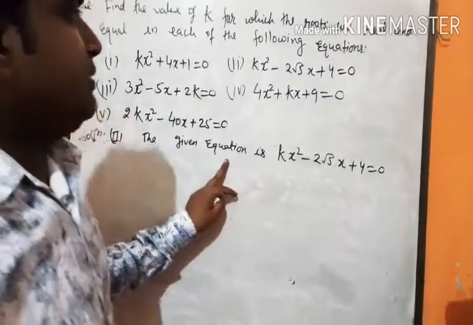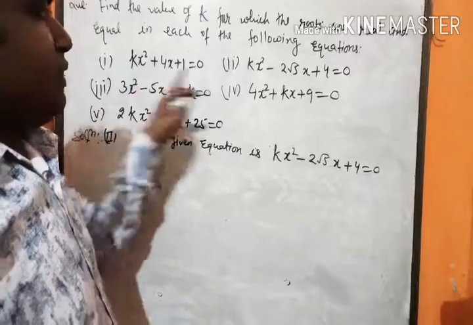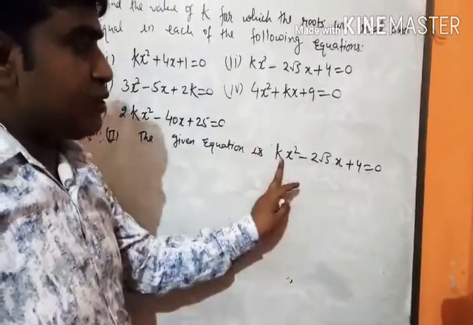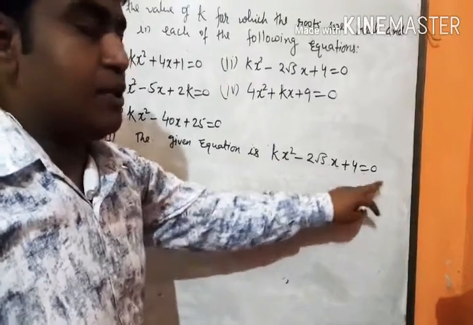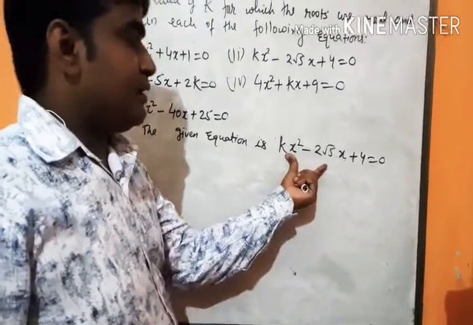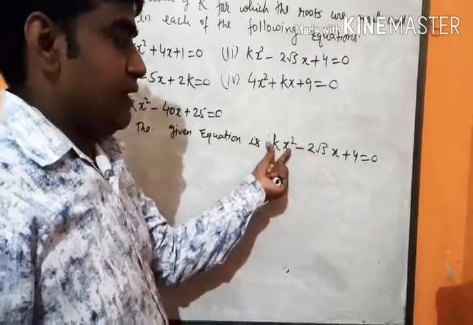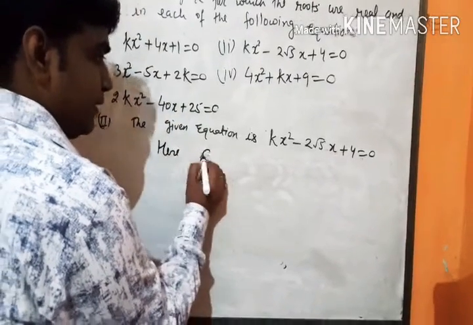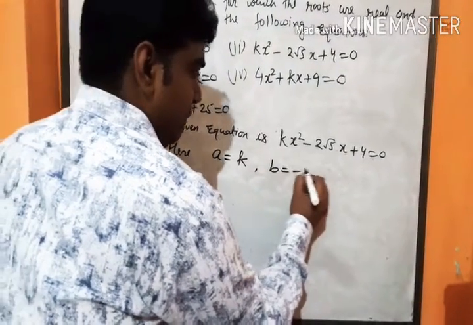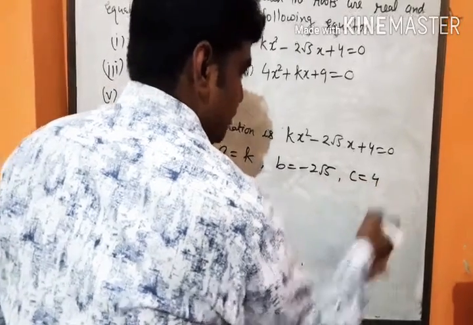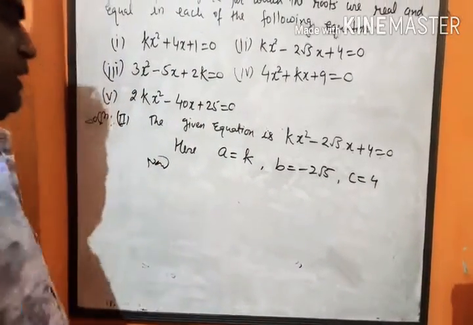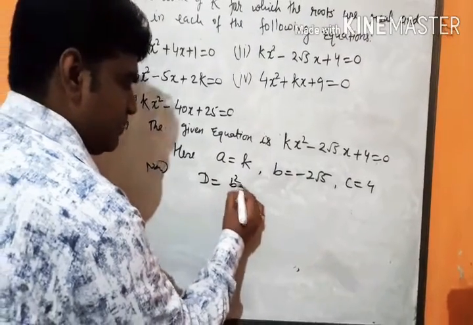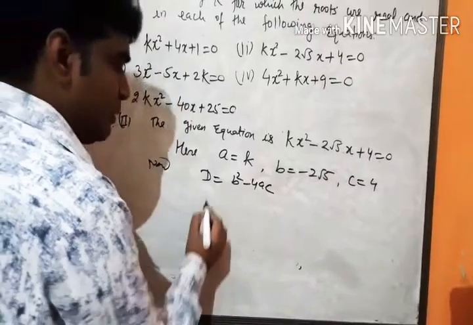Now for question number two, find the value of k for which the given quadratic equation has real and equal roots, and the equation is kx square minus 2 under root 5 x plus 4 equal to 0. So first we have to compare the given quadratic equation with the standard form ax square plus bx plus c equal to 0. Then we have a is equal to k, b equal to minus 2 under root 5, and c is equal to 4. Now if D is the discriminant of the given quadratic equation, then D equal to b square minus 4ac. So first we have to find the value of D.